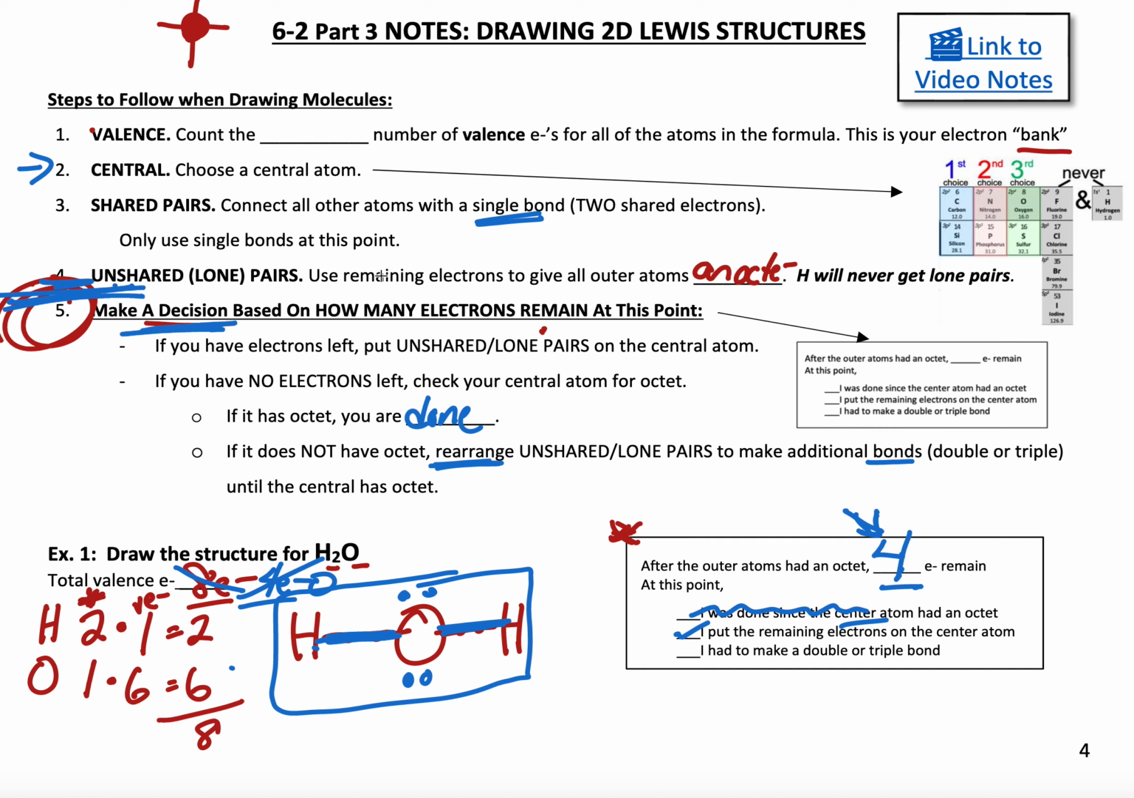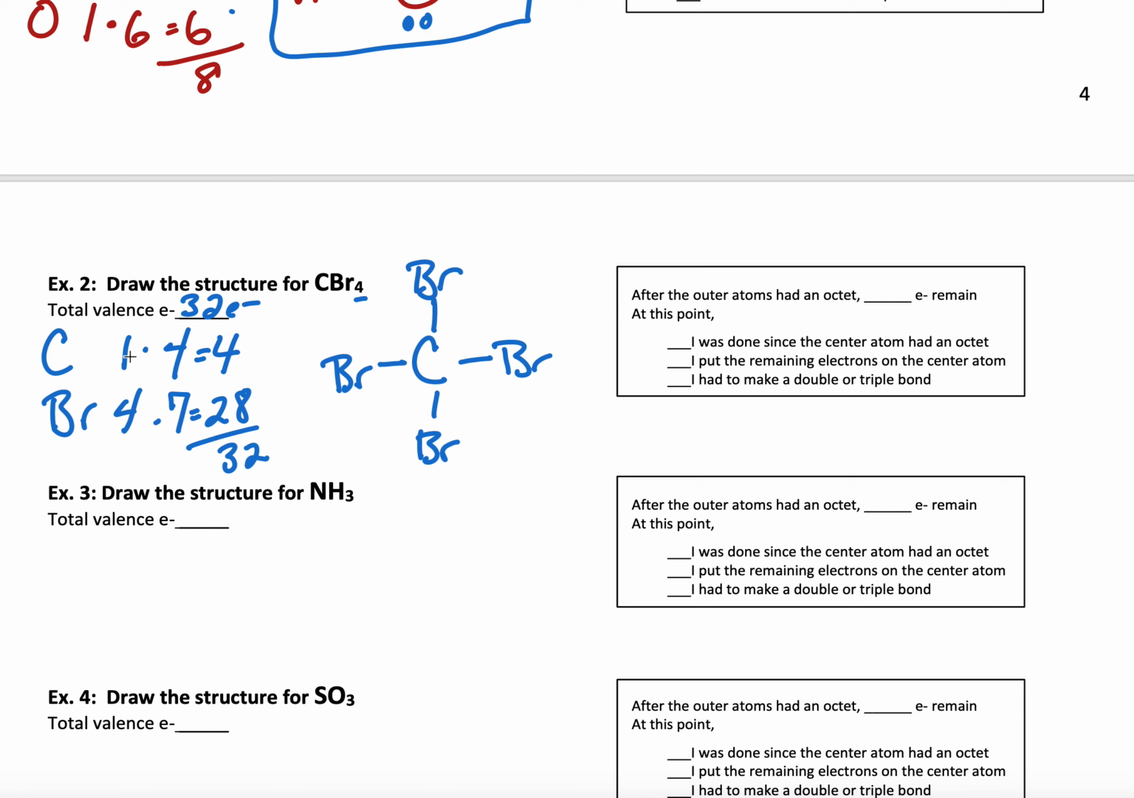Step 4 says use the remaining electrons to give all the outer atoms, not the center, the outer guys, an octet. So let's give all these outer guys an octet. Let's start with this bromine. It has 2 electrons. It needs 8 for an octet. So we're going to give it unshared pairs of electrons. Now it's got 2, 4, 6, and the 2 it's sharing, 8. Same thing with this one, and the next one, and the last one: 2, 4, 6, and the 2 it's sharing is 8. It's all set. So all the outer guys now have 8.